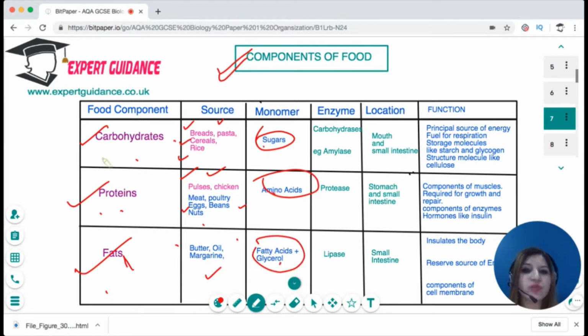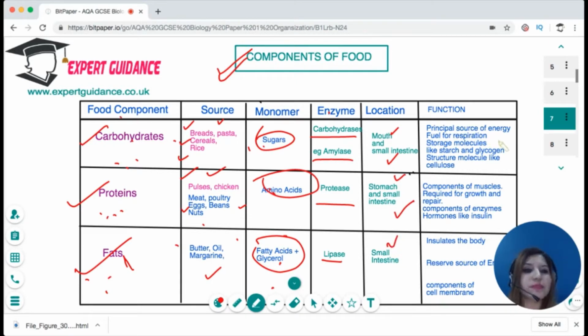And this is what these components get digested into. The enzymes for carbohydrates are carbohydrases, for example amylase. For protein, it is proteases, and for fat, it is lipases. Carbohydrates are digested in the mouth and small intestine. Proteins are digested in the stomach and small intestine, and fats are digested just in the small intestine.